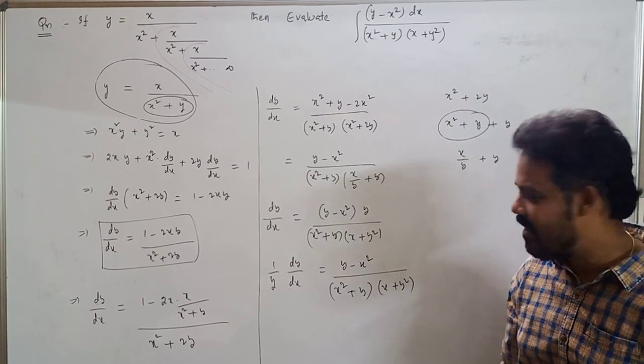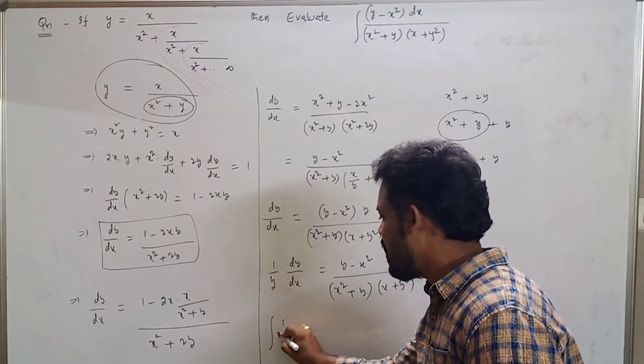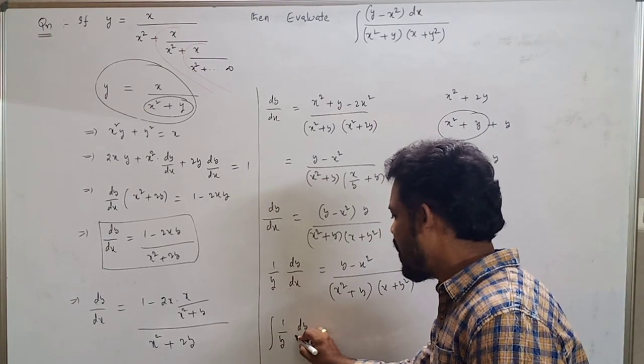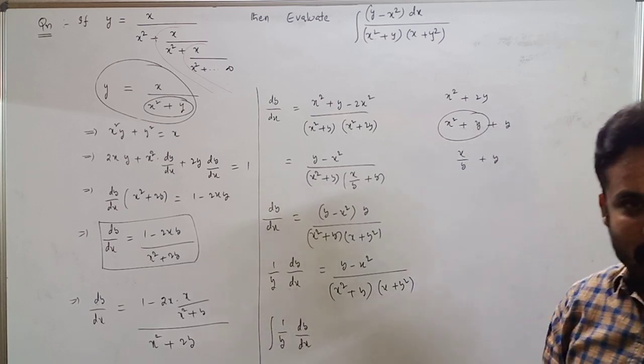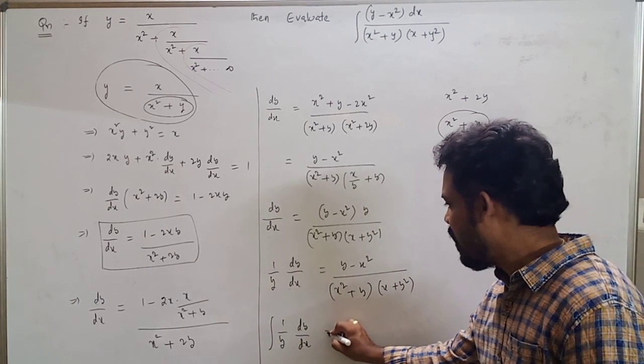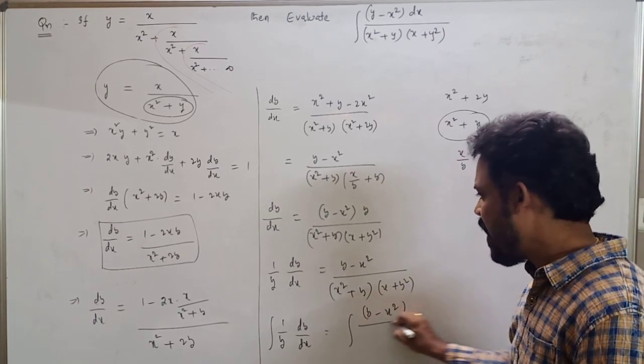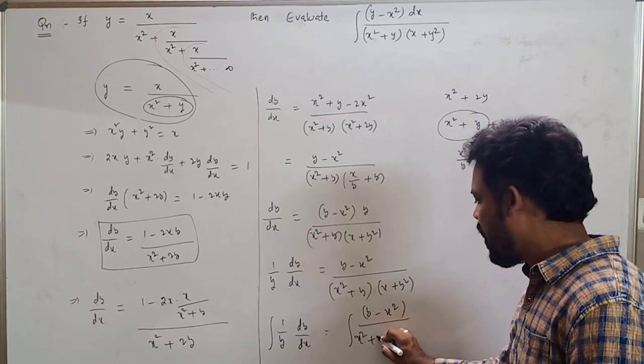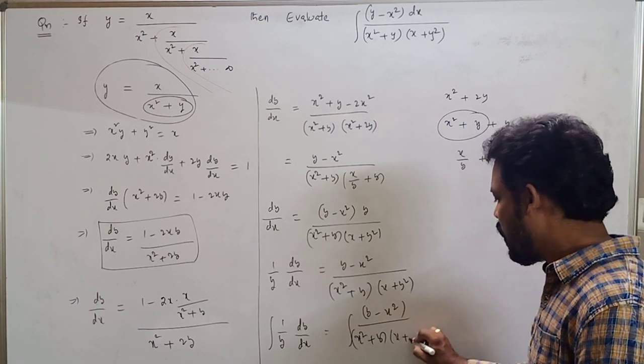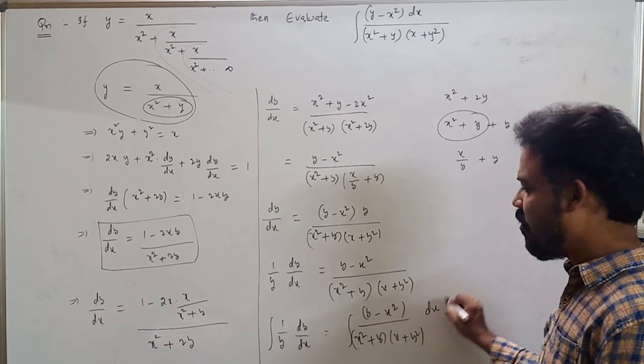Now integrate both sides. Since we are integrating on both sides, 1 by y dy by dx. Correct? Now this is what? Integral of (y minus x square) by (x square plus y into x plus), integrating with respect to dx.